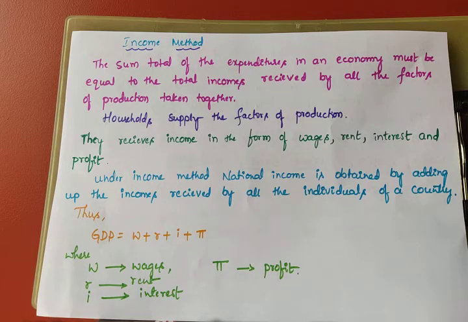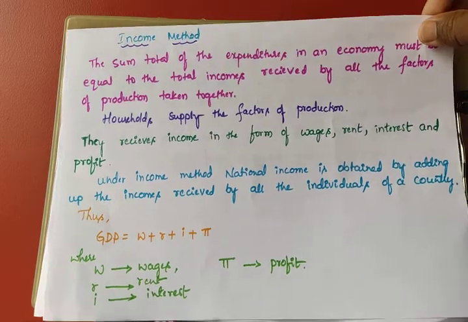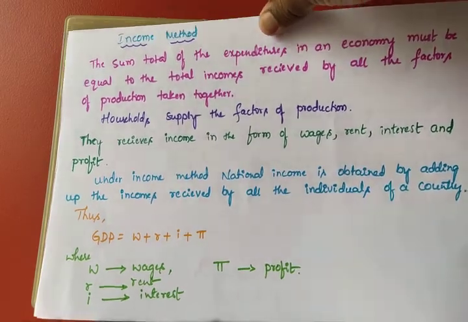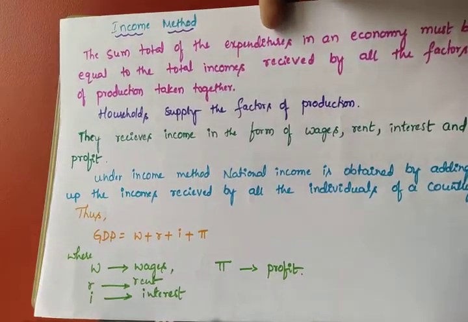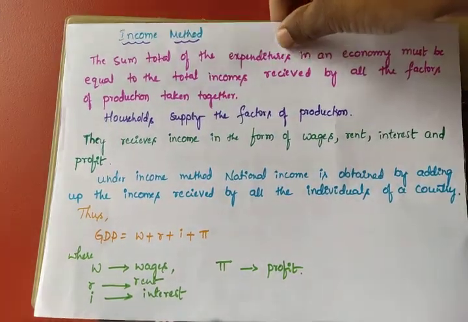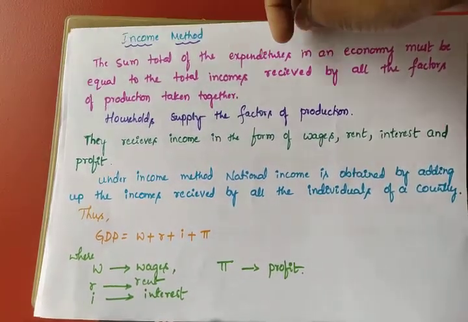So by adding expenses done by all the investors in the country during a year. So it is also one of the important methods. Which one? Income method. Under this we can calculate the national income this way, that is GDP equals W plus R plus I plus pi.